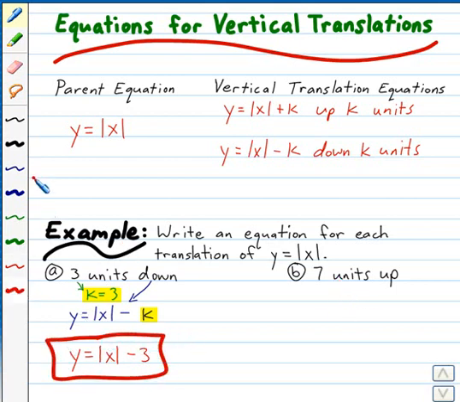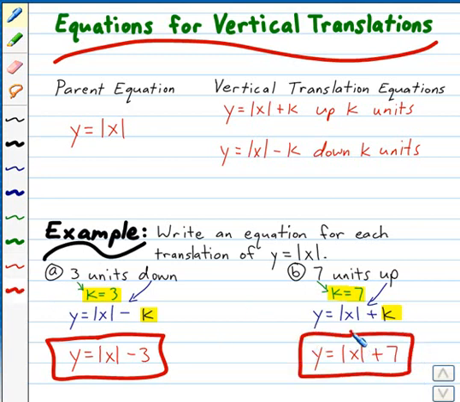Now in part B, our movement is up. So we should use the y equals the absolute value of x plus k equation. And this time, our value of k is 7. So again, we want to substitute the value of k into the equation. And for part B, we get y equals the absolute value of x plus 7.